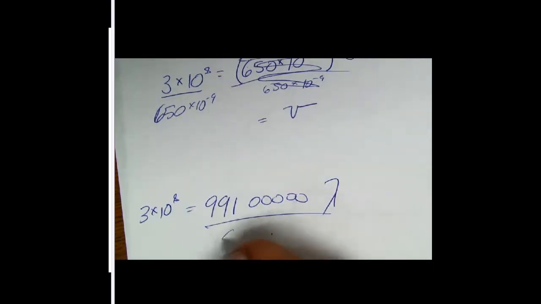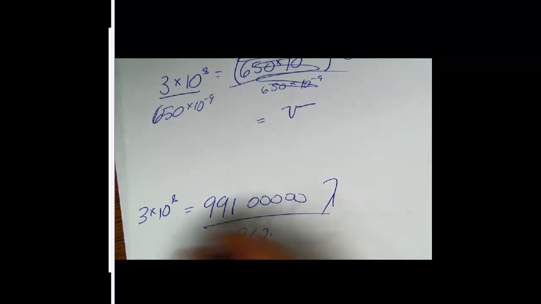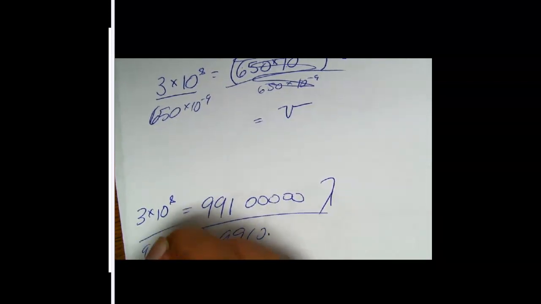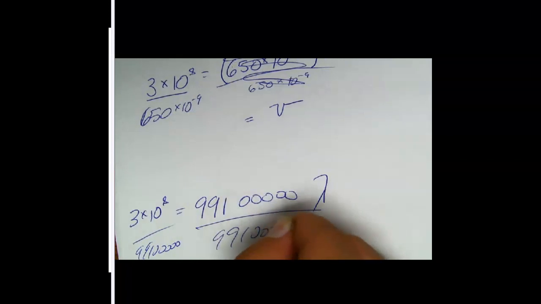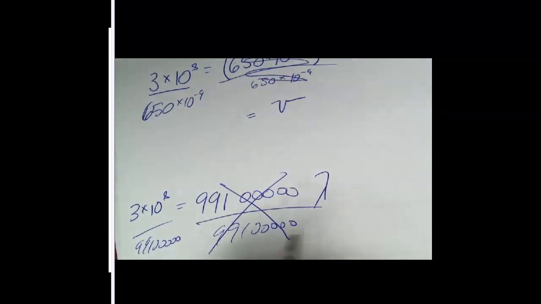So you're going to divide by 99, 1 with 5 zeros: 1, 2, 3, 4, 5. Okay. That cancels that.